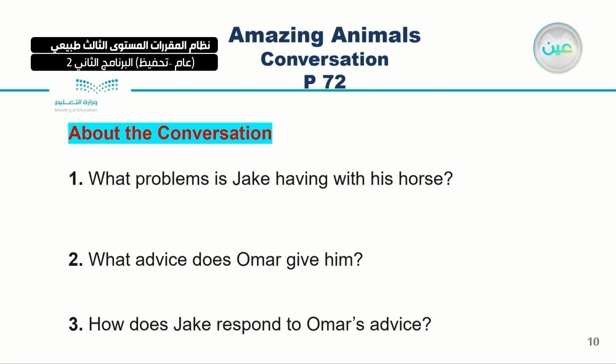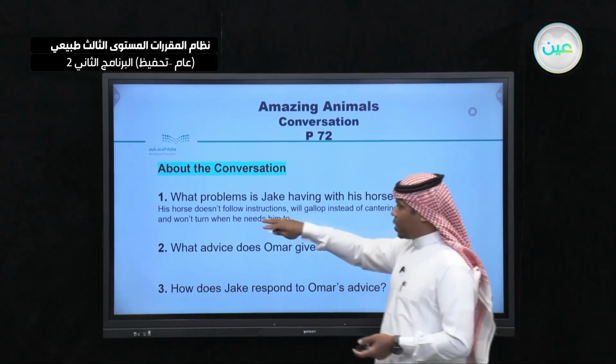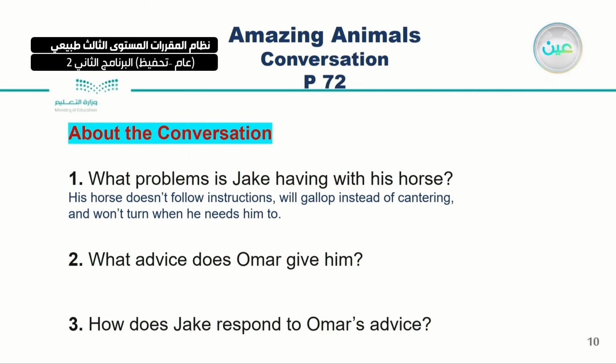Number 1, what problems is Jack having with his horse? Number 2, what advice does Omar give him? Number 3, how does Jack respond to Omar's advice? Okay, let's start with number 1. What problems is Jack having now with the horse? We said that his horse doesn't follow instructions. He starts cantering and won't turn when he needs him to.